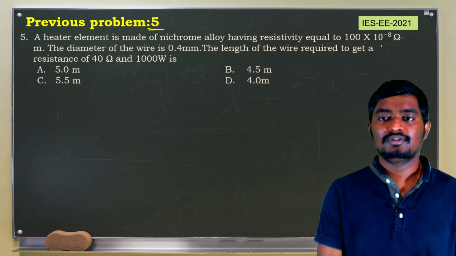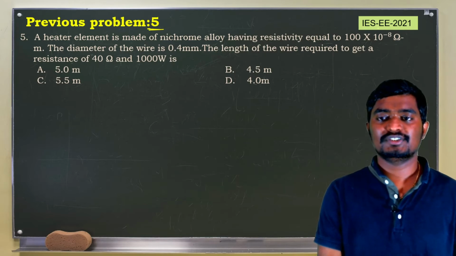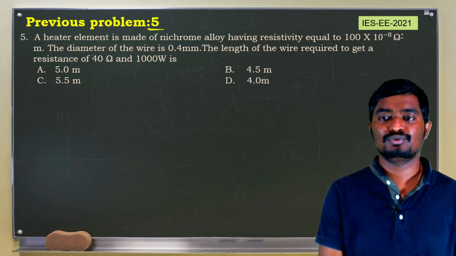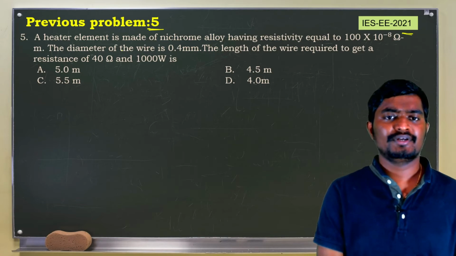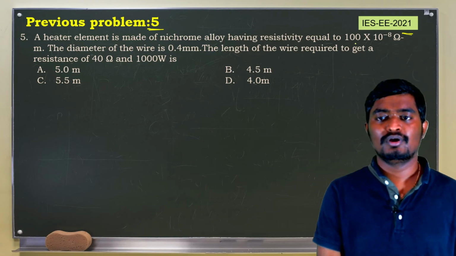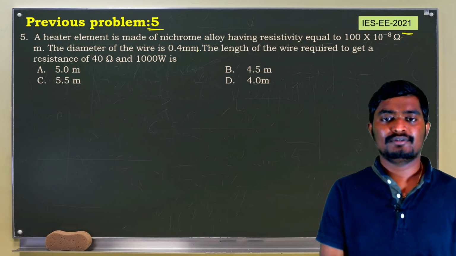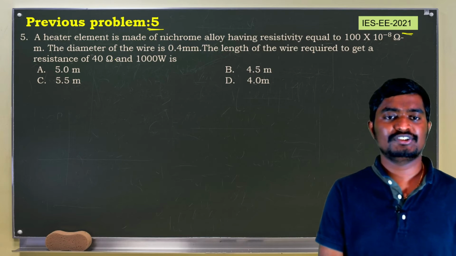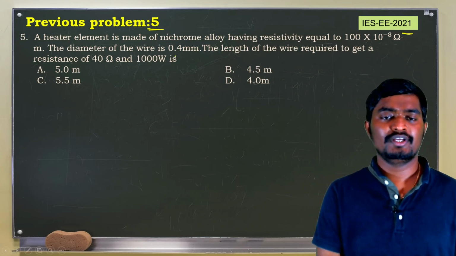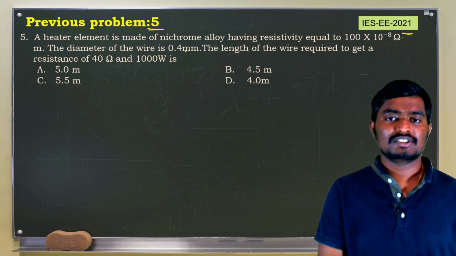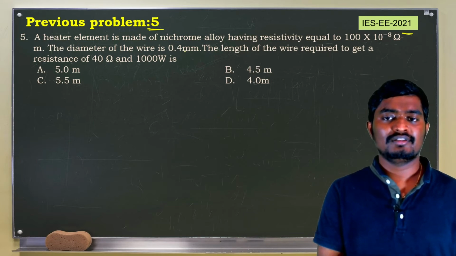Problem number 5. This question was asked in the engineering service examination in the electrical branch in 2021. A heater element is made up of a nichrome alloy having resistivity equal to 100 into 10 power minus 8 ohm meter. The diameter of the wire is 0.4 millimeter. The length of the wire is required to get 40 ohm resistance and 100 watt power. So here in this question they are asking to calculate the length of the wire to get 40 ohm resistance.